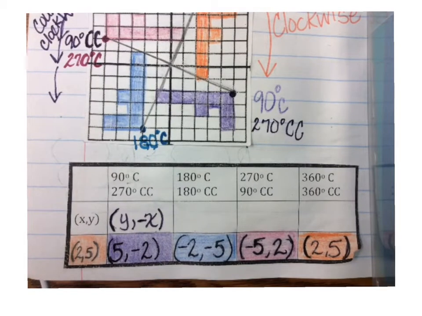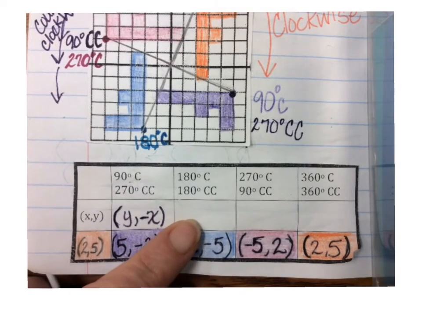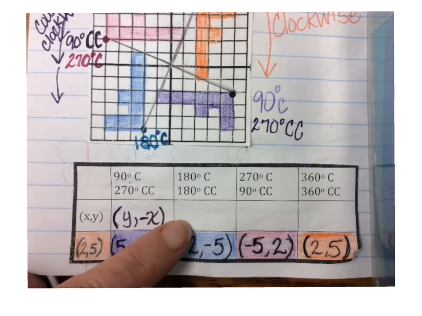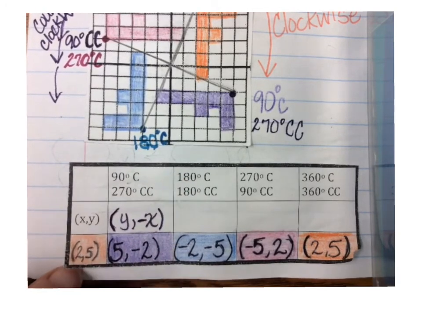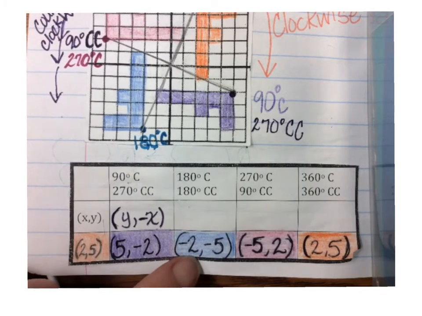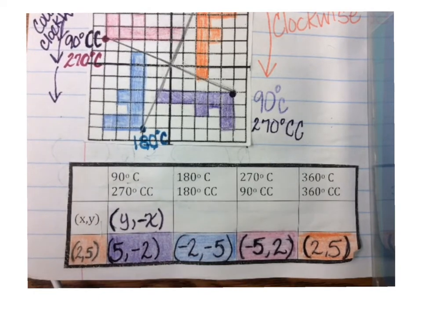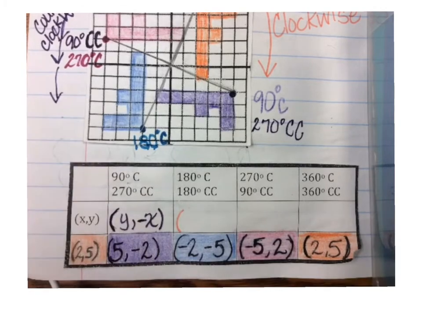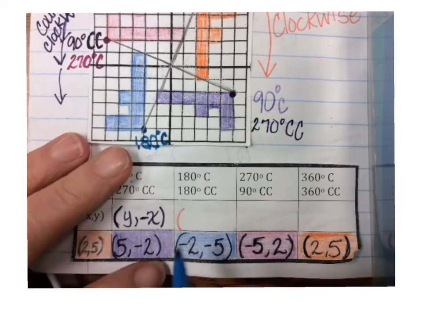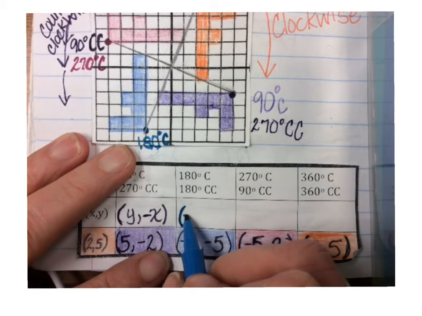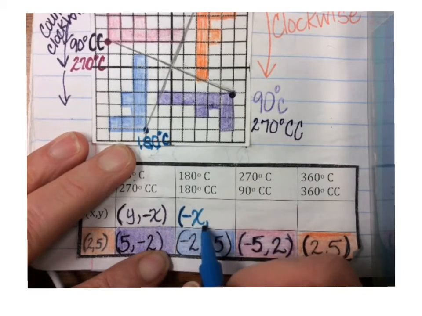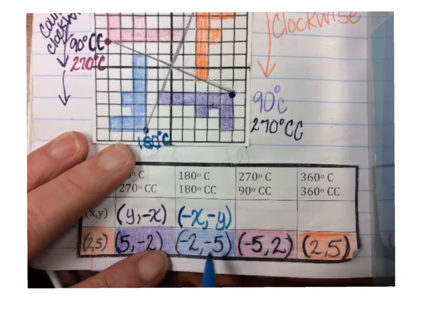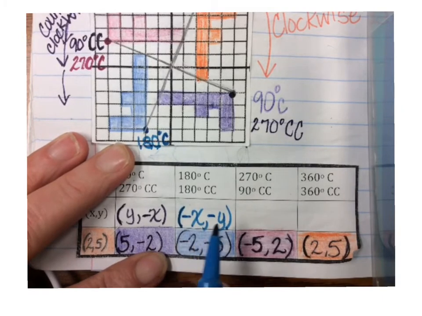Now looking at the rule for your 180 degrees clockwise or 180 degrees counterclockwise, it looks like our X and our Y, the numbers stayed the same. They only became the opposite. So your X stayed a 2 but became the opposite. So I'm going to put -X, comma, -Y. Because the X and the Y stay the same, they just became the opposite of what they were.